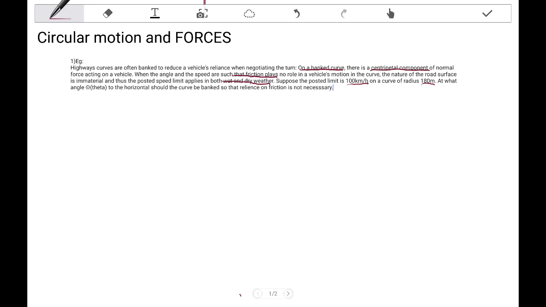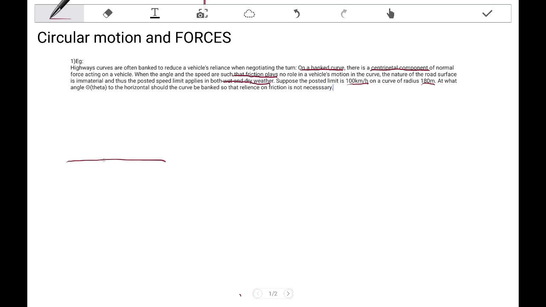So you have to know that when a car is moving on a curve, there are two things that make a car turn. It's either the frictional force or the normal force. The normal force takes place where the curve is banked. So if the curve is not banked, it's just like this, and what makes a car turn is the frictional force.